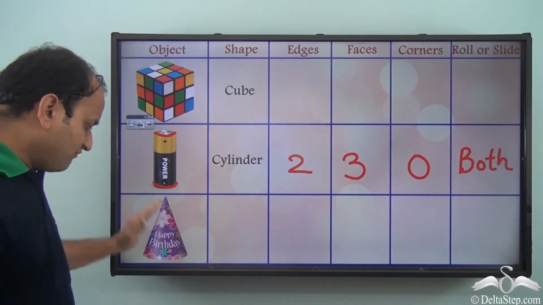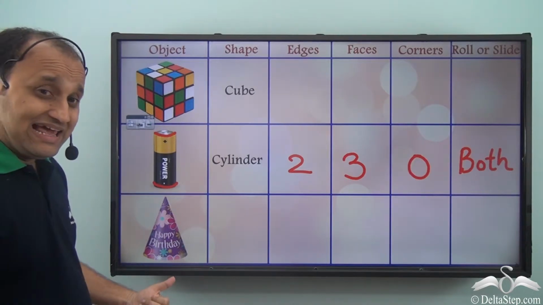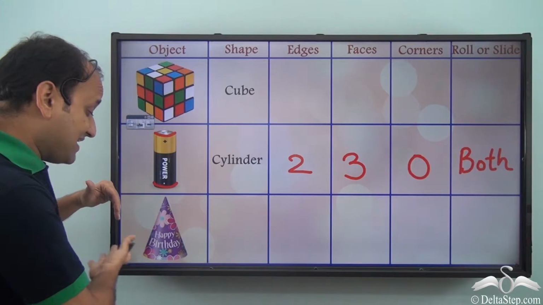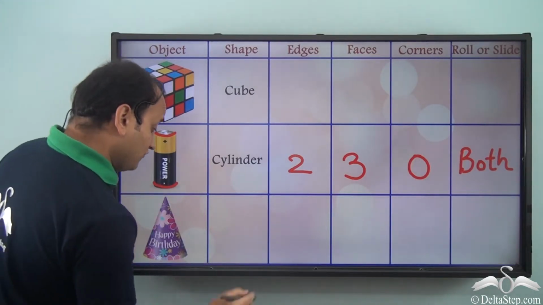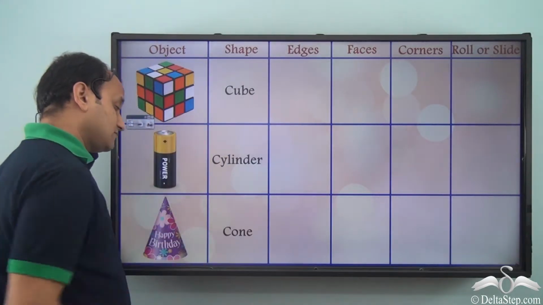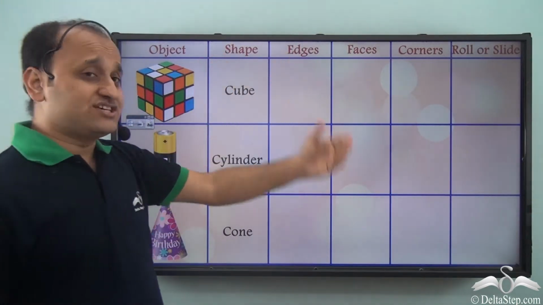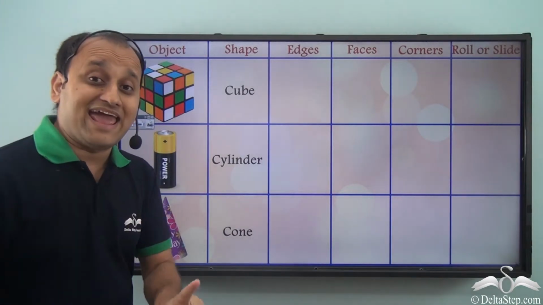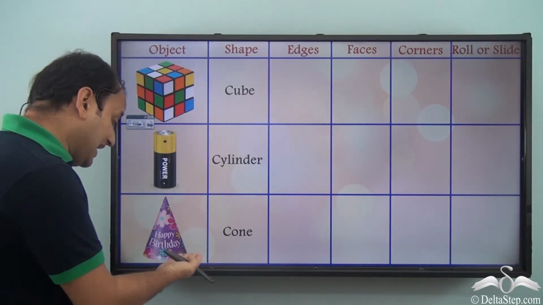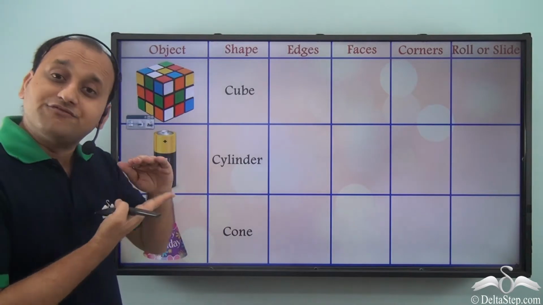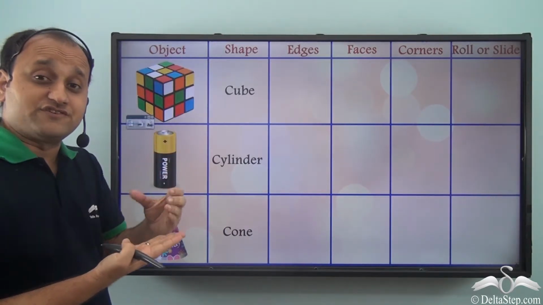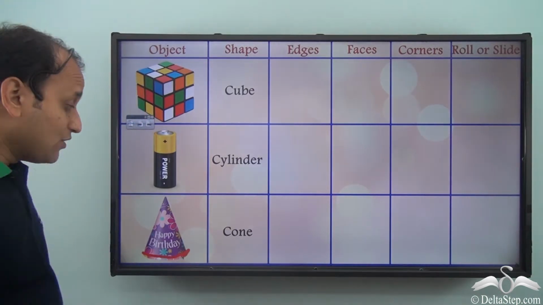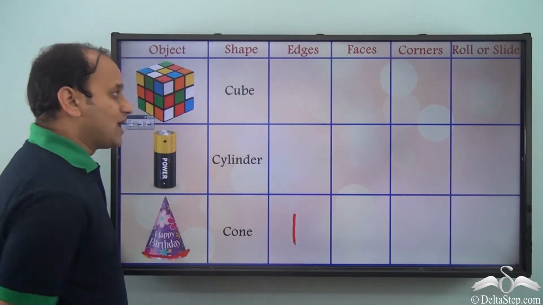Now we have a party hat. Now which shape does it resemble? Well, it resembles a cone, isn't it? It tapers and it has a flat surface. So we are talking about a cone. Now how many edges do we have in this case? Well, we have one edge. So the edge that joins the flat surface and the curved surface of the cone. So this is one edge which we are talking about. So we have just one edge.